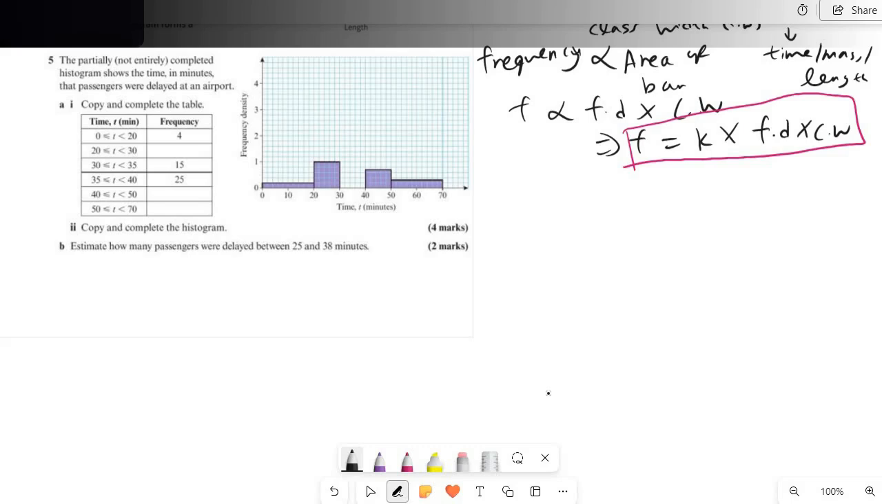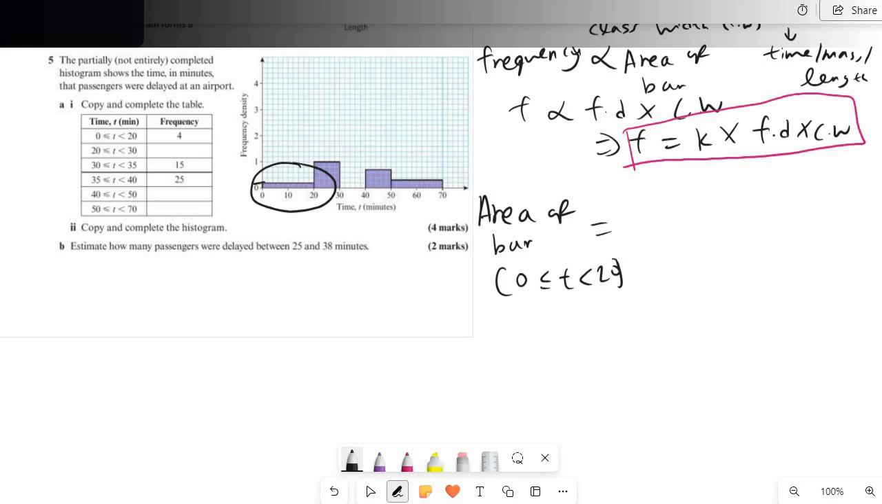So now let's do a question regarding histograms. The partially, not entirely completed histogram shows the time in minutes that passengers were delayed at an airport. For number A1, we have to copy and complete the table. So here we are given the frequency and the class boundaries as well, and some of the bars are given here. So using the first bar, we can say that the area of the bar represented by time 0 to 20 minutes is going to be the frequency density multiplied with the class width.